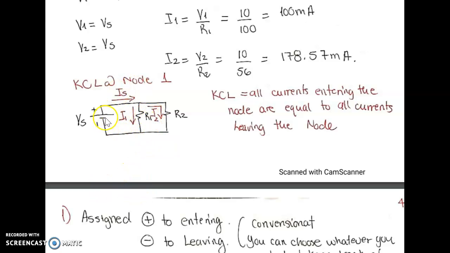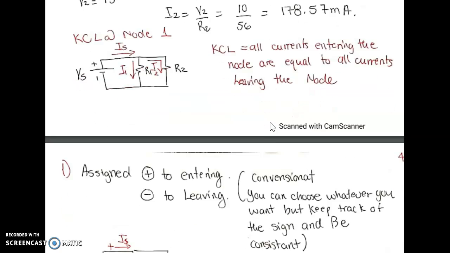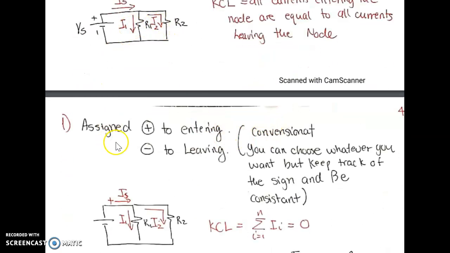We have I source coming from the voltage source. Then we have I1 going across R1. Then we have I2 going across R2. What is KCL? It says that all currents entering the node are equal to all currents leaving the node. So the first thing we have to do is assign a polarity, meaning that I can say positive are all the currents entering the node, negative are all the currents leaving the node. This is just conventional. You can choose whatever you want, but keep track of the sign and be consistent.